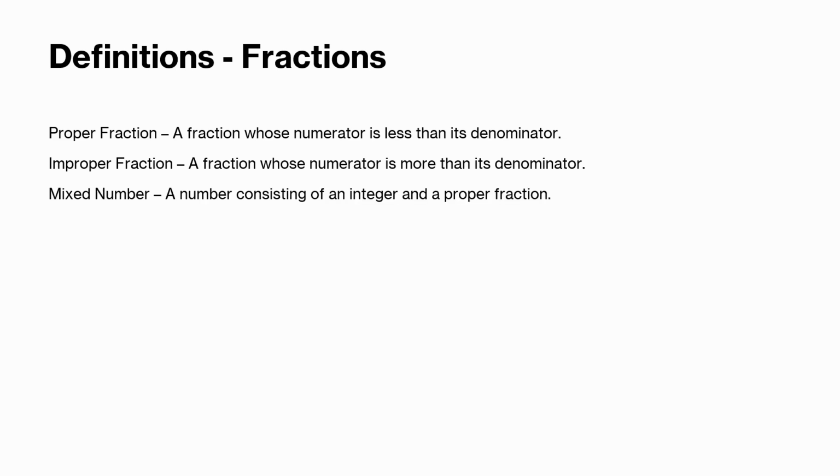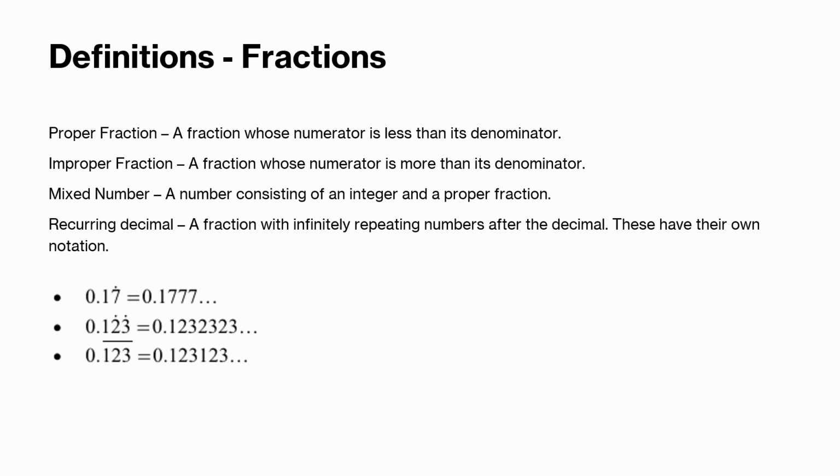Improper fractions can also be written as mixed numbers, which are numbers consisting of an integer and a proper fraction. So 3/2 can be written as 1 and 1/2. 4/3 can be written down as 1 and 1/3, and so on. A recurring decimal is a fraction with infinitely repeating numbers after the decimal point, and these have their own notation. So 1/3 would be a recurring decimal, as it's 0.333 recurring.